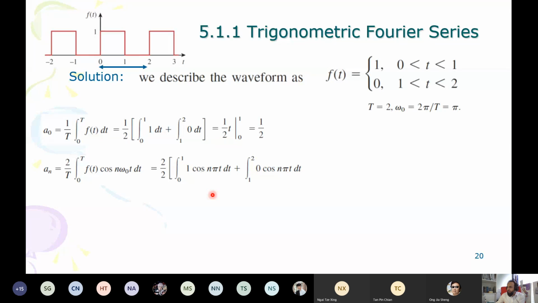And when we integrate this cos n pi t, we remember it's 1 upon n pi sine n pi t will be the answer. Oh, 2 by 2 is cancelled. There should be a bracket here. And when we apply the limit, we get sine n pi minus sine 0. Sine of any n pi is 0 and sine 0 is also 0. So we get a 0 for this function.